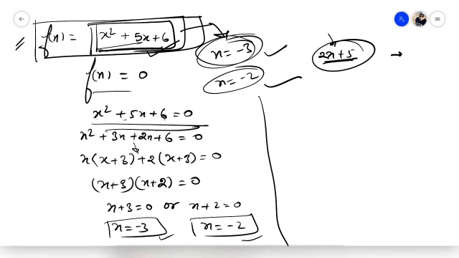Is it clear? In the new syllabus it is only up to quadratic polynomials, because the syllabus has been reduced now. So I hope this lecture was clear enough, and now you know the meaning of zeros of polynomials.